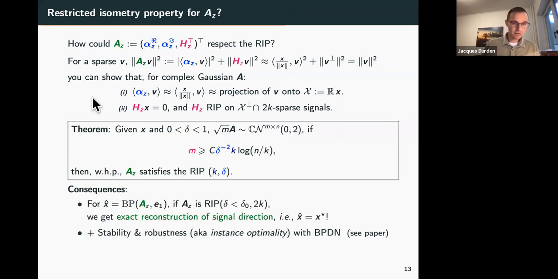Then you have a theorem very similar to the previous one, which is a non-uniform result. If I fix X, then given a certain resolution delta, I can show that with high probability, provided that M is sufficiently big compared to the sparsity level, AZ will satisfy the desired RIP property, which then allows me to show that the estimate produced by the basis pursuit algorithm is a good one. It will be sufficiently close to X star, and possibly exactly equal to X star if I have no noise and if I know that X star is exactly k-sparse.